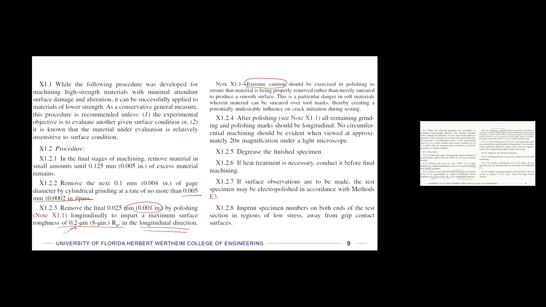It says all grinding and polishing marks should be longitudinal. No circumferential machining should be evident when viewed at 20x magnification under a light microscope. Degrease, if heat treatment is necessary, do a heat treatment, and then write down any observations that you have. Imprint specimen numbers on both ends of the test specimen, away from the grip contact surfaces, right?